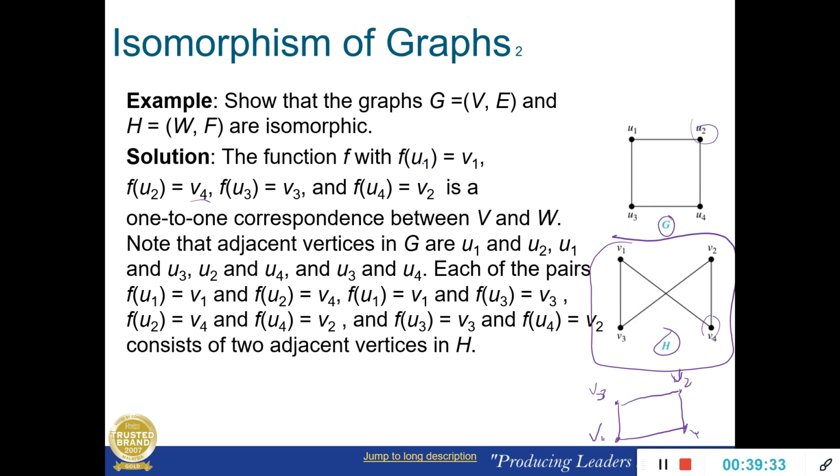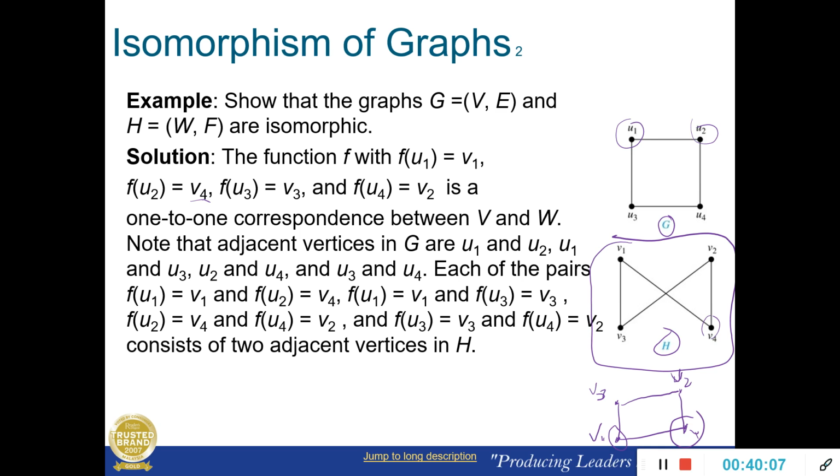And you see that U1 is equal to V1. U2 is equal to V4. And so on. U3 is equal to V3, and U4 is equal to V2. So you understand the isomorphism. Basically, you want to see whether this graph is similar or not, whether it can be represented as a similar graph or not. Is the graph isomorphic?